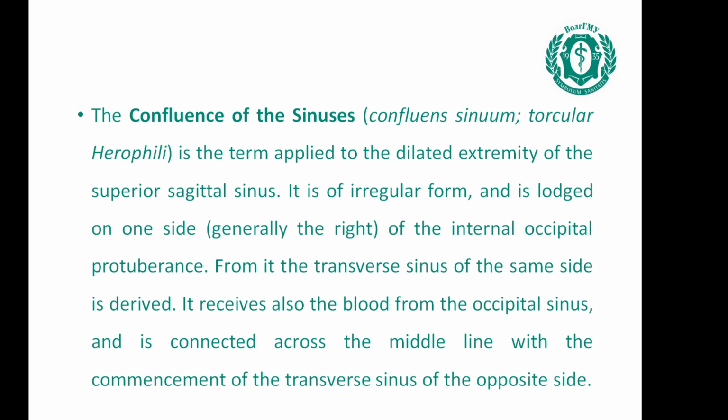or torcular Herophili, is the term applied to the dilated extremity of the superior sagittal sinus. It is of irregular form and is lodged on one side, generally the right, of the internal occipital protuberance. From it, the transverse sinus of the same side is derived. It receives also the blood from the occipital sinus and is connected across the midline with the commencement of the transverse sinus of the opposite side.